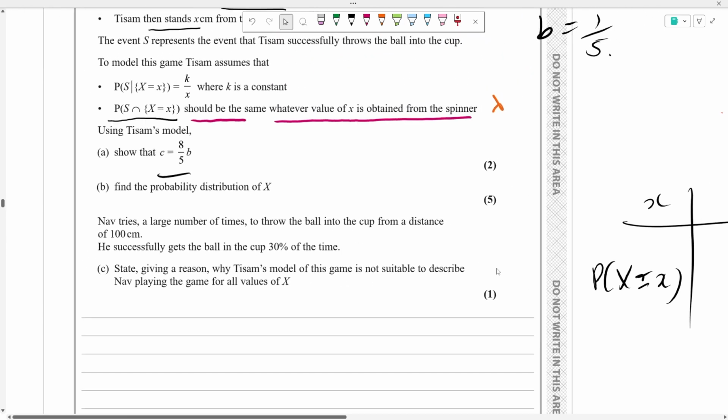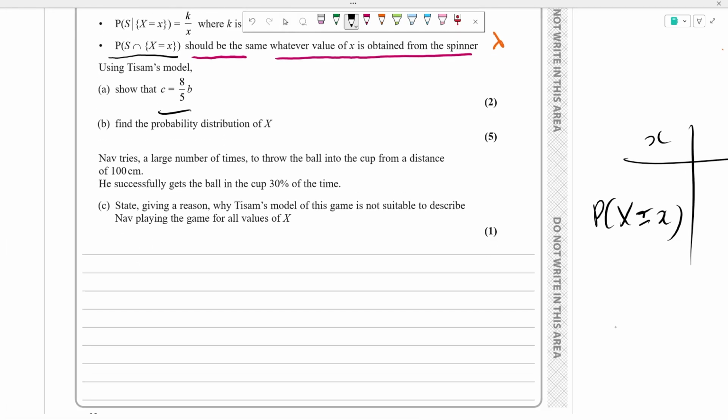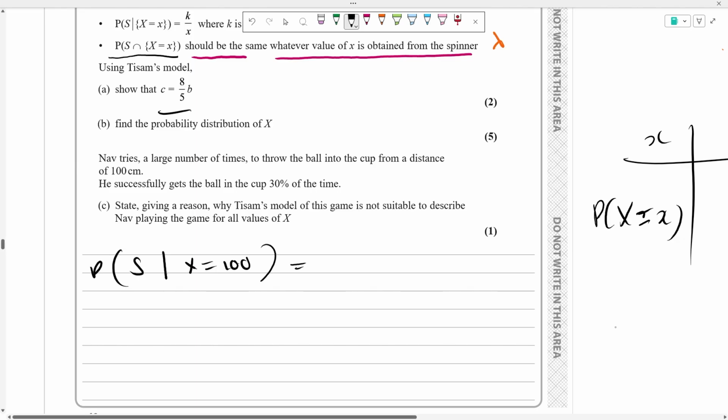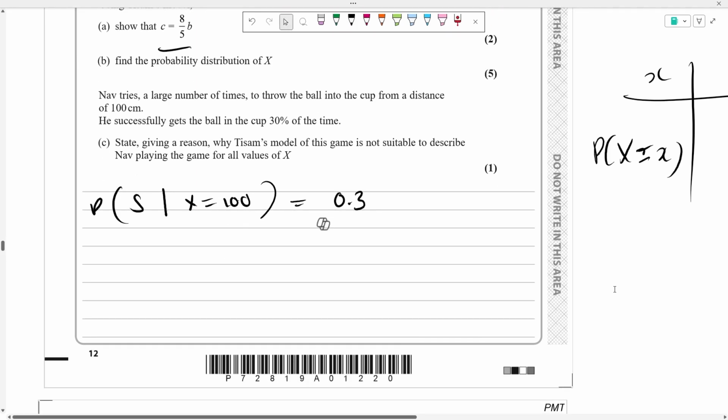So you're saying that essentially, given that our distance is 100 centimeters and he gets it into the cup, our probability of that is equal to 30% of the time, or we should say 0.3. Let's apply that onto our formula and see what happens. Let's experiment with this. So this becomes P(S given x equal to 100) divided by the probability of x equal to 100.